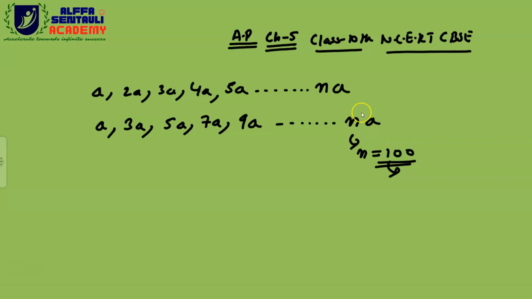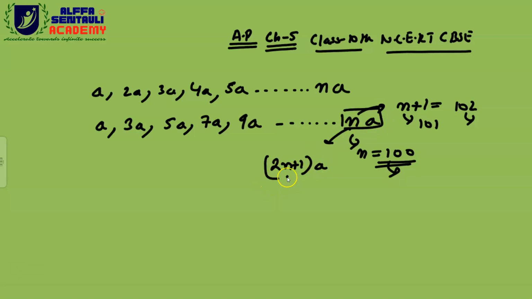You cannot take n plus 1 also. Why? Let's suppose someone is taking 101, then you will get 102. That is also an even number. That is also a big problem. Then what should you do? The last term should be (2n plus 1) times A. Right? Now you can take any n, you will be getting an odd number. Correct? So this is the basic idea of AP.